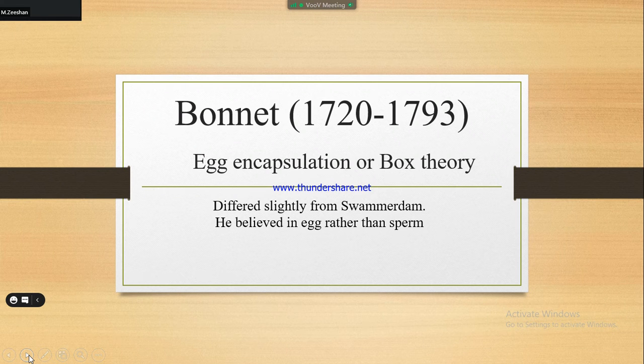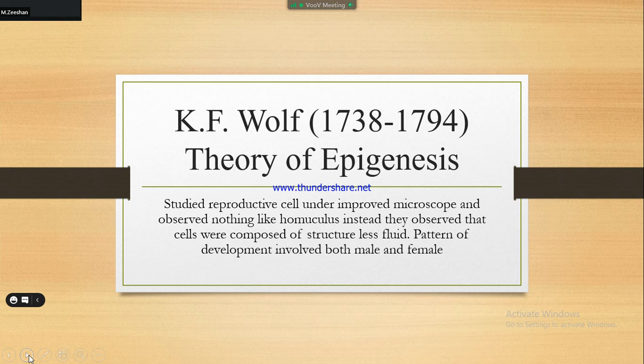Then Bonnet is another scientist, 1720 to 1793. He said, differing slightly from Sommerdam, that he believed in the egg rather than the sperm. He gave us the egg encapsulation or the box theory. His theory is the same as Sommerdam's. Sommerdam said that the structure of a human is present in the sperm, while Bonnet said that the structure of the human is present in the egg.